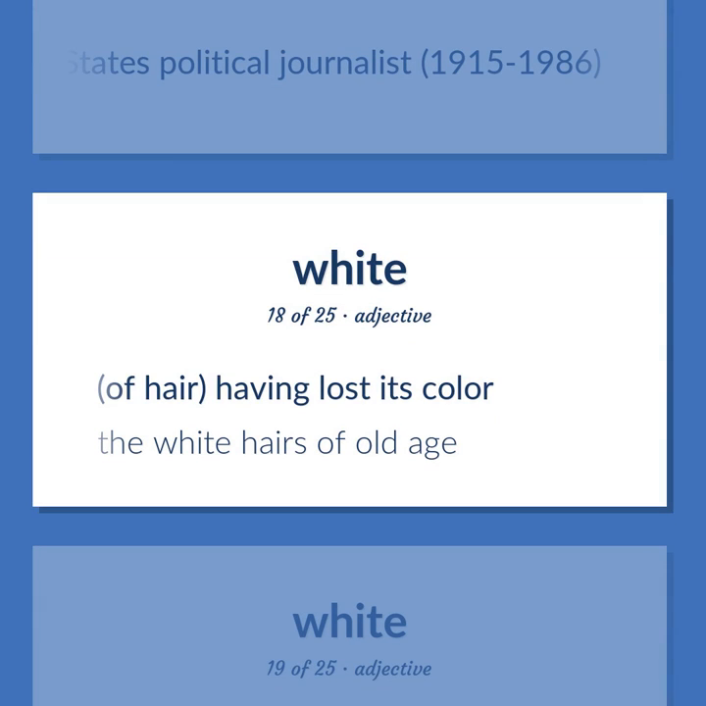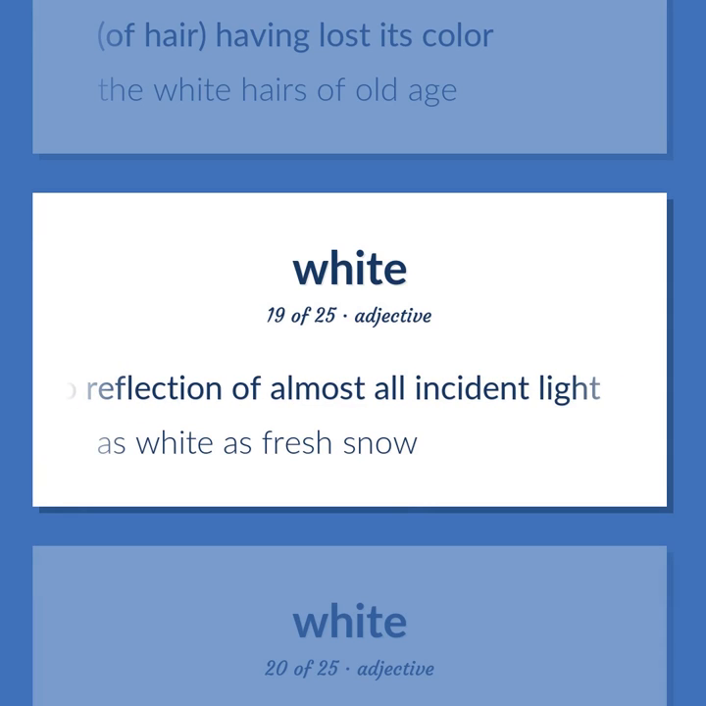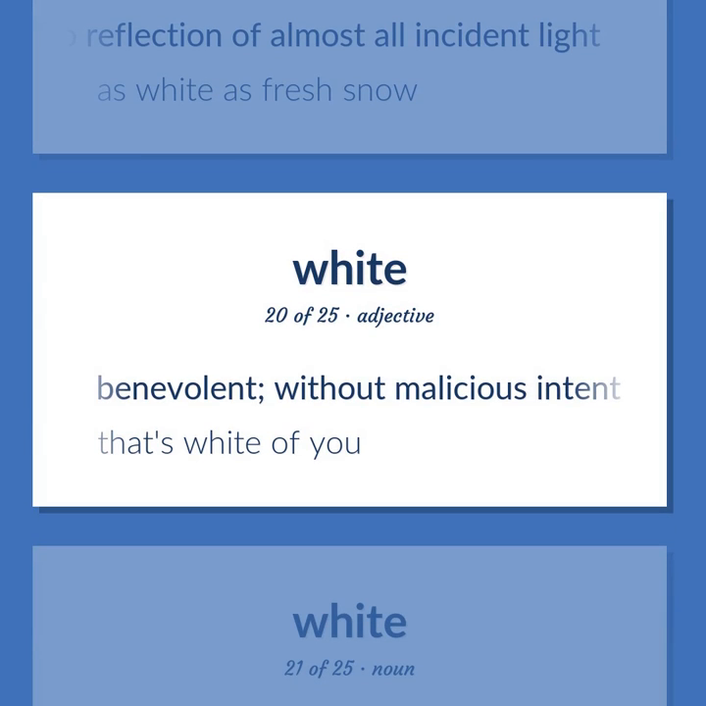Of hair, having lost its color. The white hairs of old age. Being of the achromatic color of maximum lightness. Having little or no hue owing to reflection of almost all incident light. As white as fresh snow. Benevolent. Without malicious intent. That's white of you.